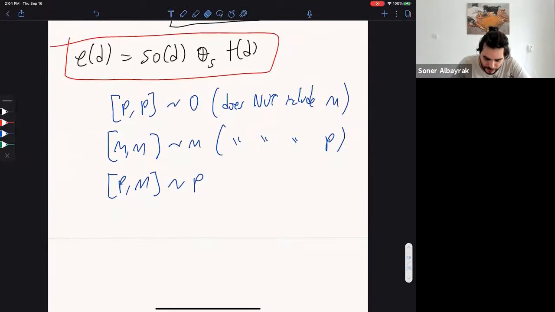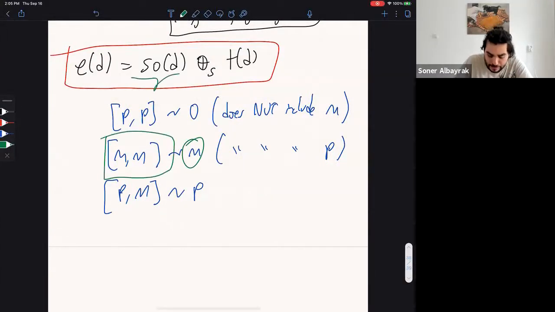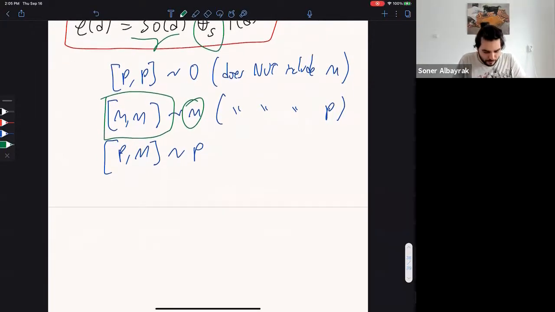If it was 0, if P and M commuted, then we would say they are independent algebras and decouple. We can write it as a direct sum. But since the commutator of P and M gives P, and the only thing that gives M is M and M, and the P-P commutator is 0, we say it's a semi-direct sum. Okay, it's really not that important. I just want to tell it for reference.